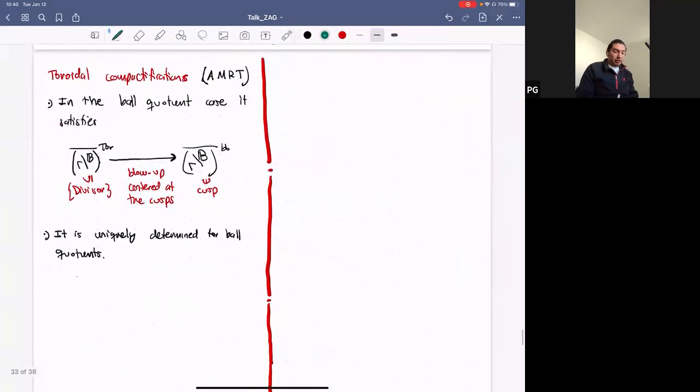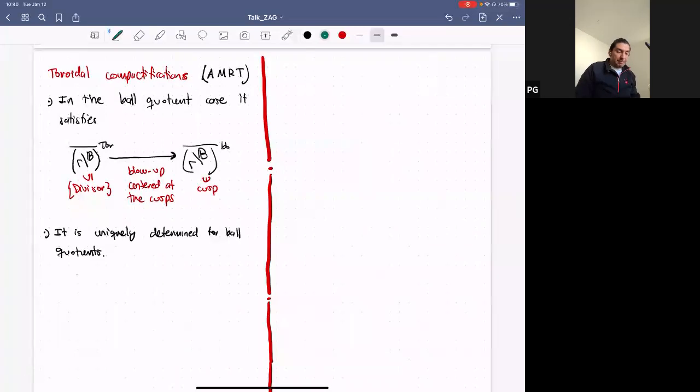However, there is a second compactification given by AMRT, in the bulk quotient. There are only two properties that really matter to us. The first is that this has cusps. And what you do is you blow them up and you find a divisor. So the toroidal compactification is a bigger compactification, and it is uniquely determined for ball quotients. This is not true in general, but it's true for cubic surfaces. Anyway, so we have these two compactifications.